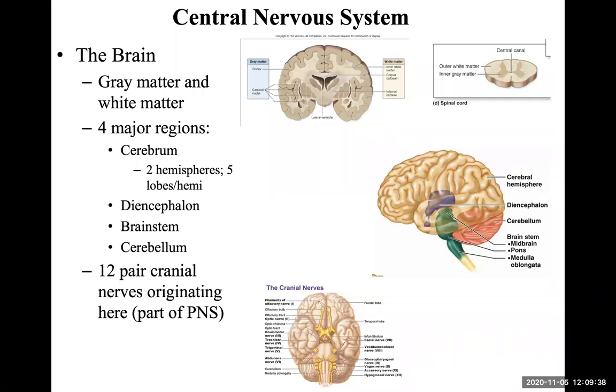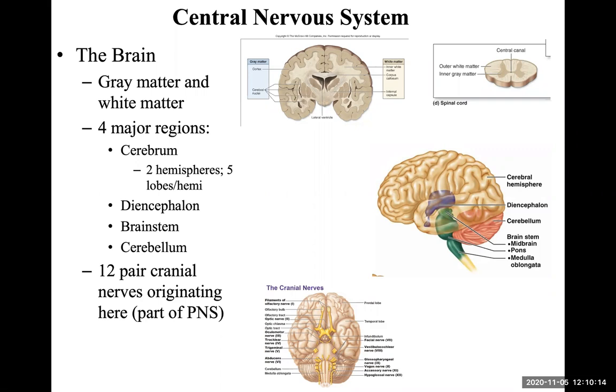The reason white matter is white is because of the presence of myelinated axons. That's what gives it a white appearance. Gray matter is primarily made up of dendrites and cell bodies, and some portions of axons that are not as heavily myelinated. When we look at the brain, you'll notice that there is gray matter on the outside and white matter on the inside. The opposite holds true for the spinal cord. If you do a cross section through the spinal cord, you find the white matter on the outside and the gray on the inside.